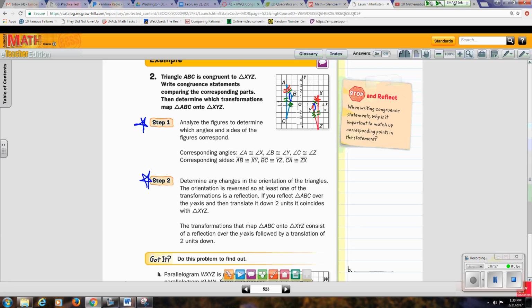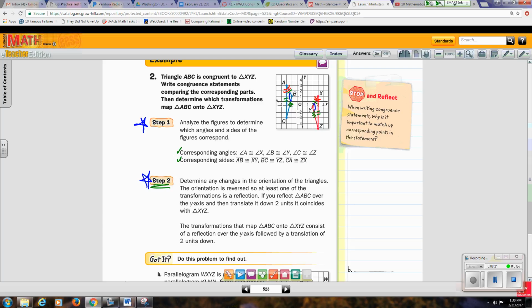Now, if they were all 3 the same length, all 3 sides were the same length, we could just do 1 hash mark all the way around if they were all the same length. But these are 3 different lengths, so we have to do 3 different hash marks. Okay, then step 2. So now we've done our corresponding angles and our corresponding sides. And then we're going to determine the transformations.